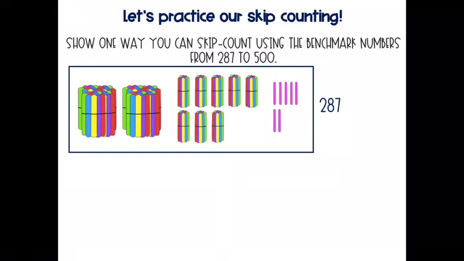Let's start by looking at our ones place. We see that we have 7 ones in 287. Since we are not at an even 10, we want to start by counting our ones. Let's count up by ones until we get to the next 10. 288, 289, 290. Now we've gotten to the next 10.